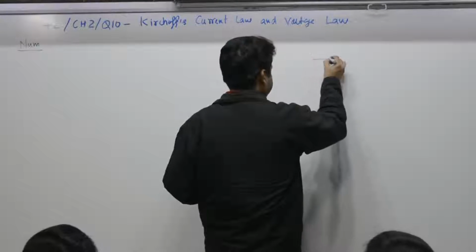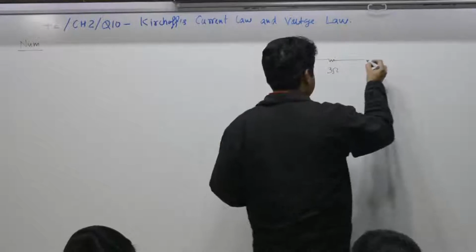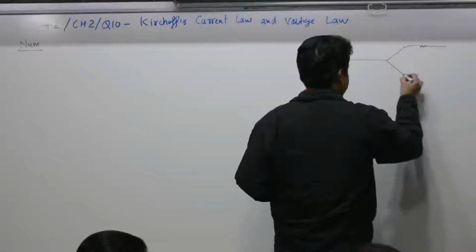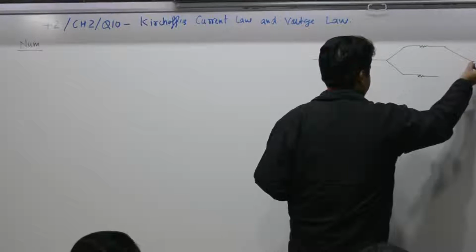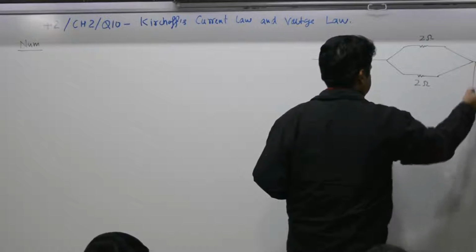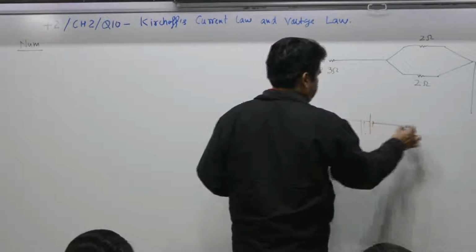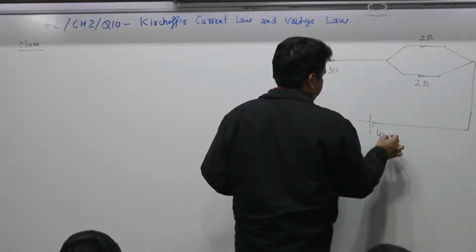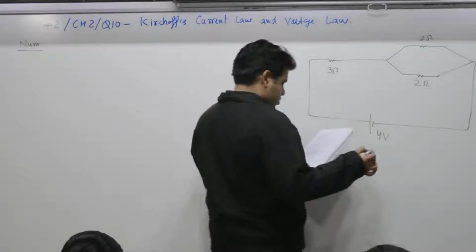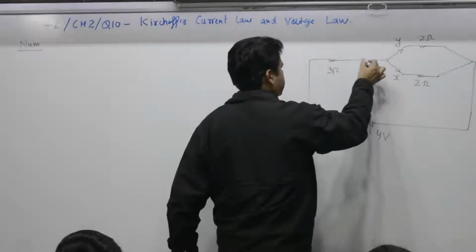Numerical is for the given circuit. 3 ohm. I will draw the circuit, not given in the book. 3 ohm, 2 ohm, this is also 2 ohms, connected across a voltage of 4 volt. You have to find out current in each branch. Say this current is X, this current is Y, this current is I.